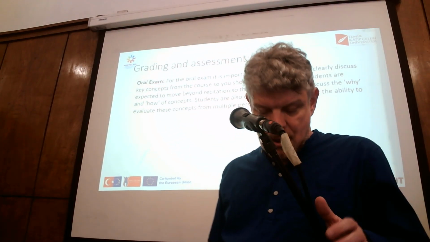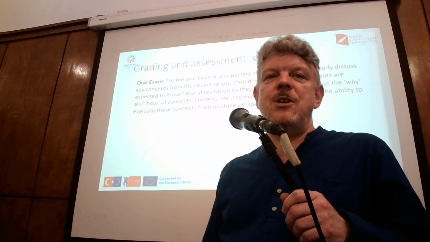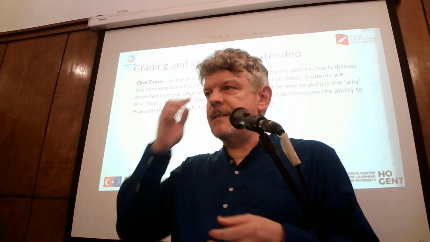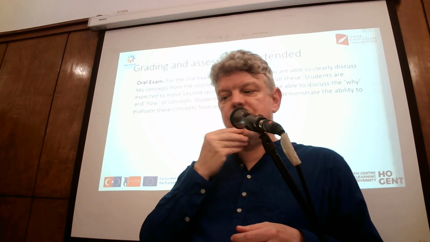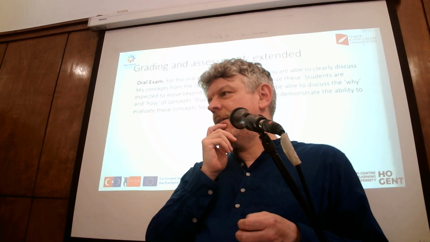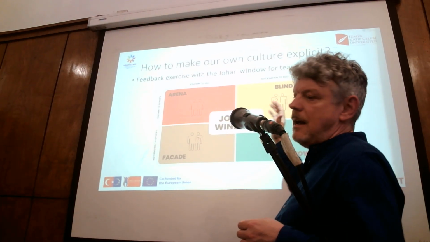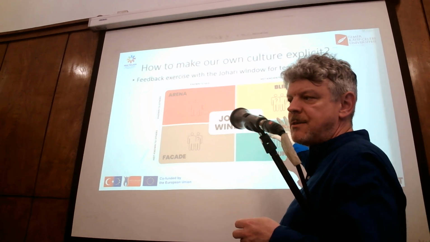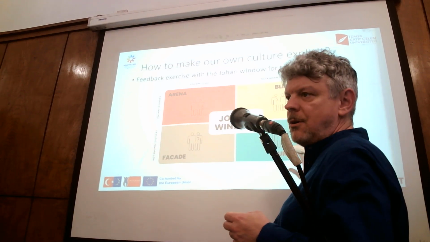Then I want to end with, I said 2 or 3, let's make that 2.5 ways in which you can try to become aware of your cultural bias. The first one is a tool that we quite often use in Flemish higher education. It's the Johari window. I don't know if you are familiar with that. Yeah? Okay. So the Johari window is a system of visualizing what you know about yourself and what you don't know about yourself, and what others know about you and what others don't know about you.